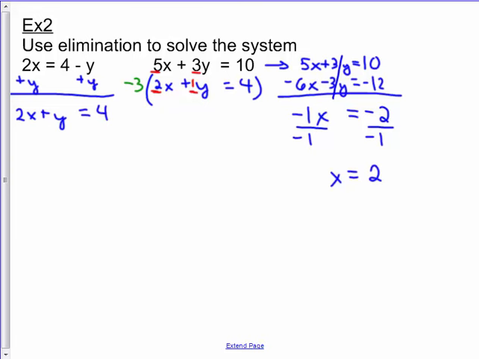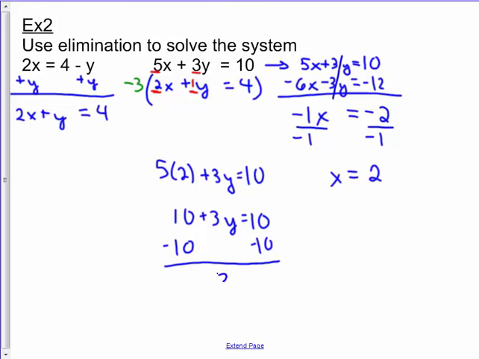I'm going to plug it into one of the equations to figure out what my y is. I'm going to start with the second equation. Again, it doesn't matter. I do want to plug them into the original equations. That way, any mistakes I made will come out. So I get 3y equals 0. And of course, I still have to divide by 3. And 0 divided by 3 is just 0.